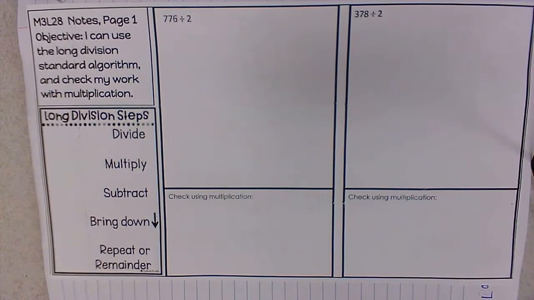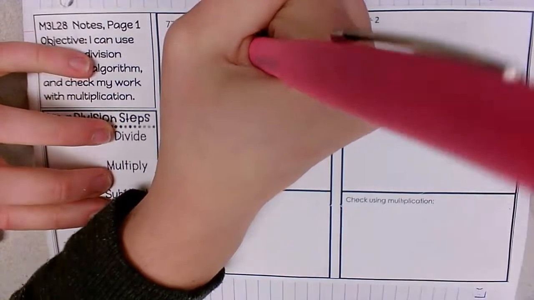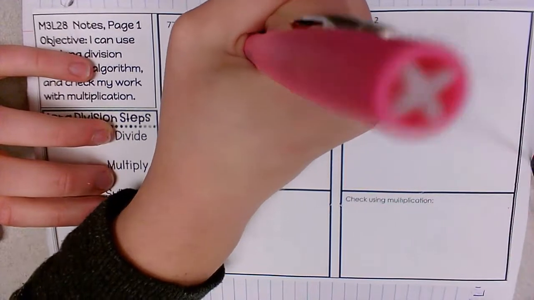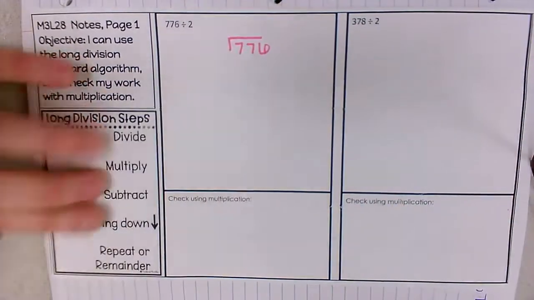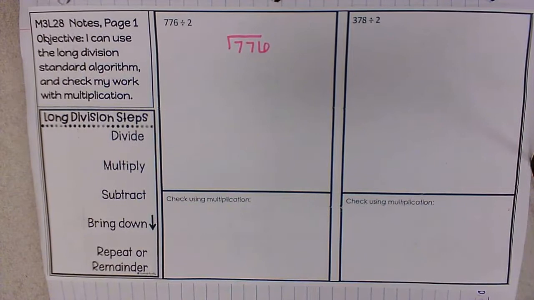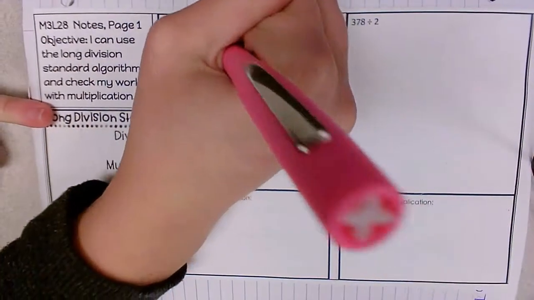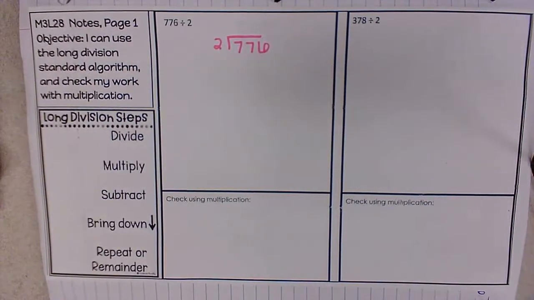We're going to call repeat, which means you bring it on back, or remainder, which means you have nothing to bring on down, so whatever's left over is your remainder. Let's practice with our first problem, 776 divided by 2. Our dividend is what lives in the house, 776. Our divisor, knocking on the door, is 2. Remember your steps: divide, multiply, and subtract. Bring it on down and bring it on back.